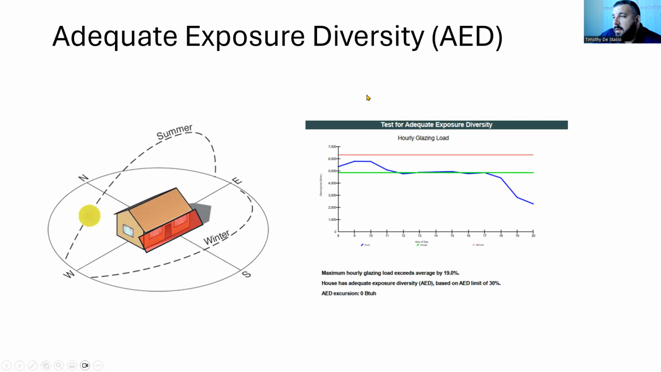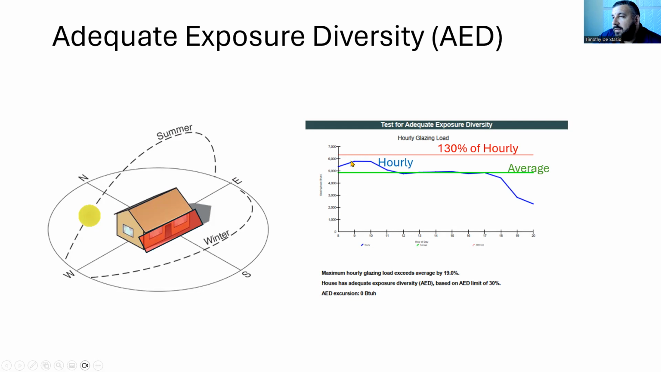And the way that it does that is it takes your average glazing load, glazing is from glass, and it creates a line right here. And then it takes 30% more than that, and it gives you an upper limit. So the upper limit is always the green line plus 30%. Here is your 130%. And then this blue line would be your hourly glazing load.